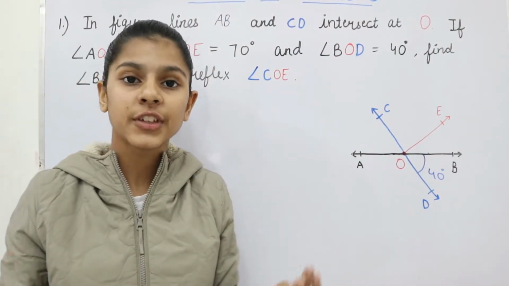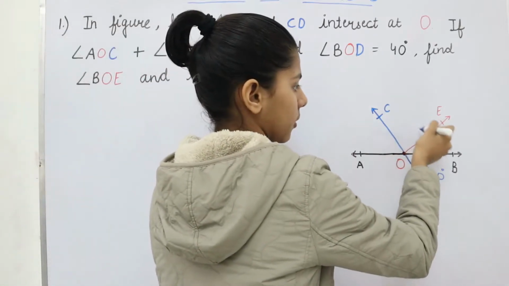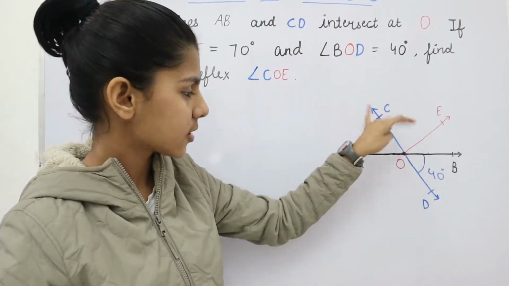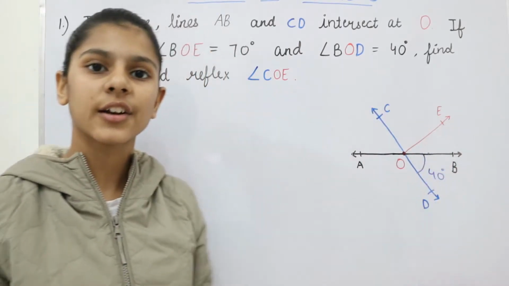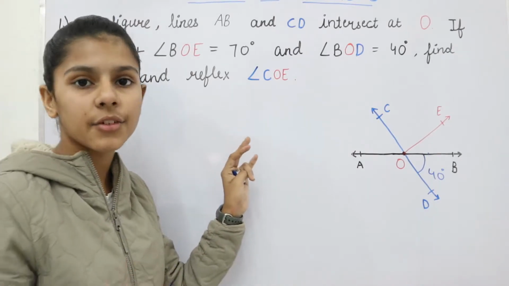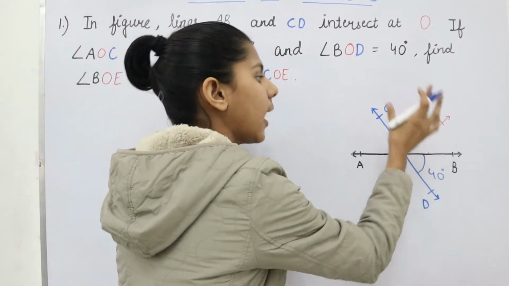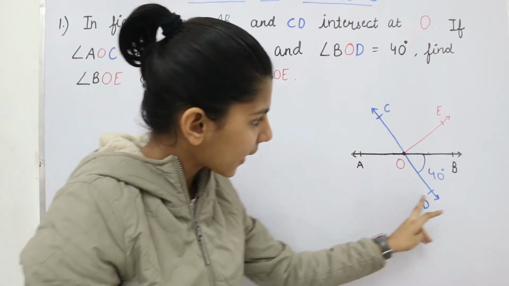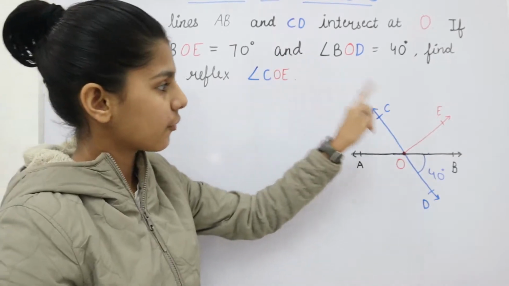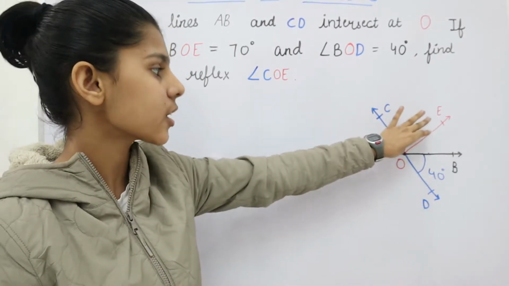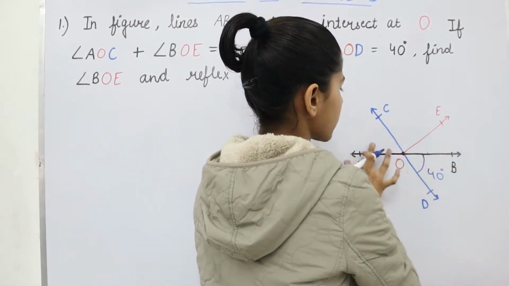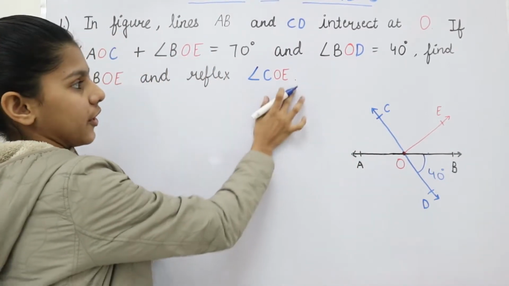Now what is the meaning of reflex COE? COE is this one angle, the middle one. Reflex means leaving apart COE, whatever angle is formed, that will be the reflex. We have discussed that a reflex angle is a type of angle greater than 180 and less than 360. So leaving the angle COE, the rest of the part will be reflex COE. So first we will calculate the reflex of COE.